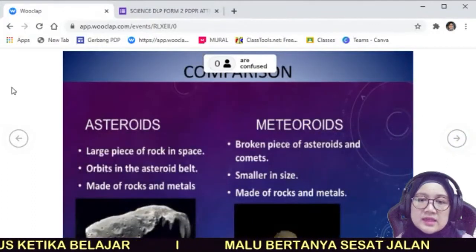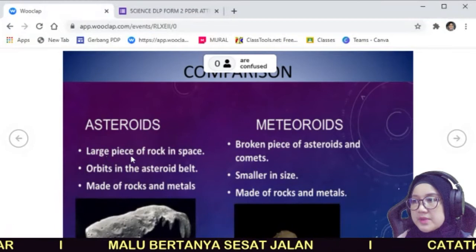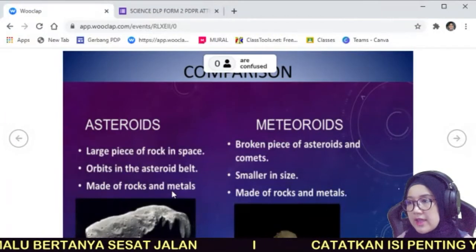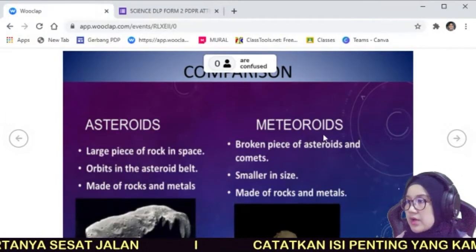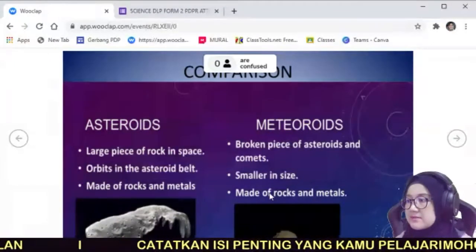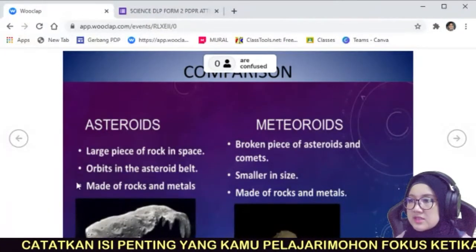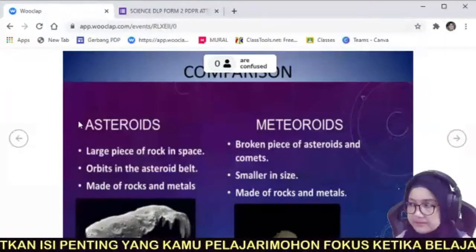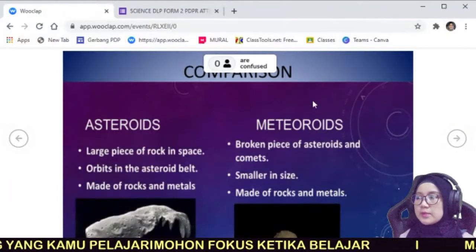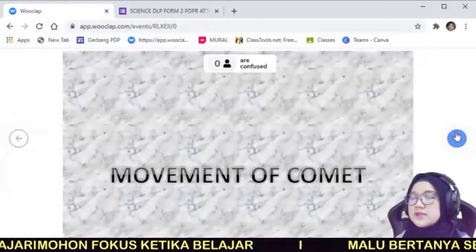Okay, next. Here is how we compare the asteroid and meteoroid. Asteroid is a large piece of rock in space, orbiting in the asteroid belt and made up of rock and metal. While the meteoroid is a broken piece of asteroid and comets, and also has a smaller size, made of rock and metal. So both are made of rock and metal because they originated from the asteroid. However, when the asteroid fragments into smaller pieces, it will become meteoroid. That's all.